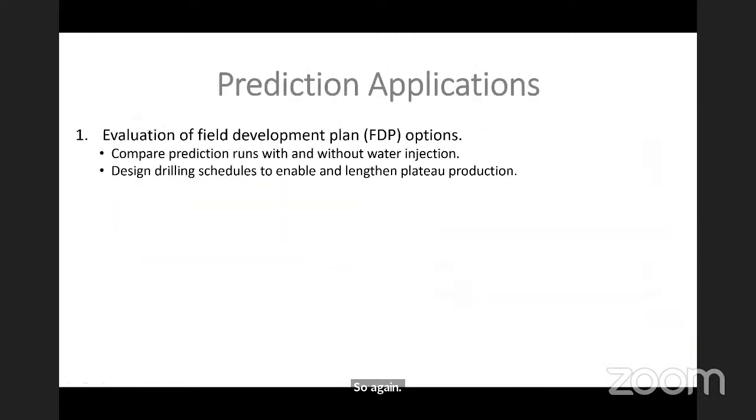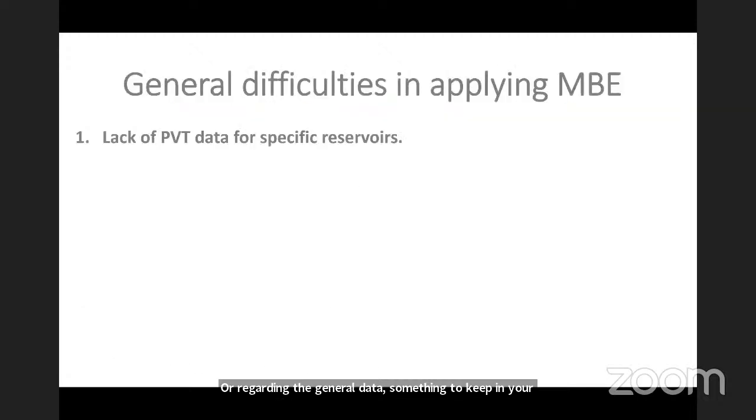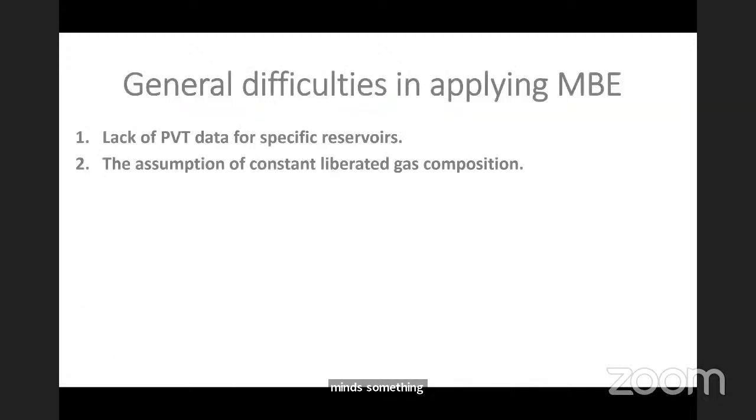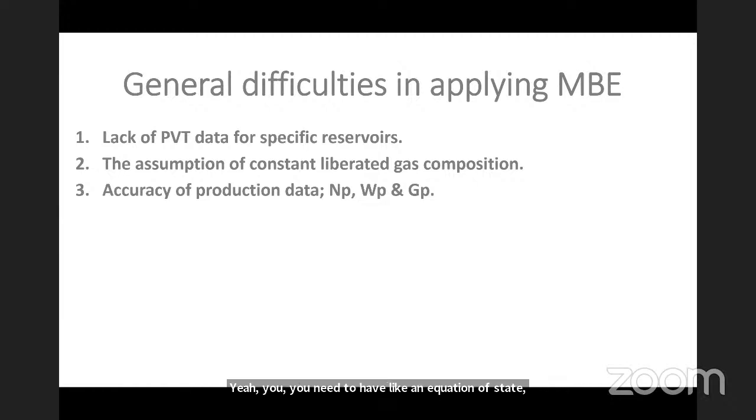Again, regarding the general data, it's something to keep in your minds, not very important, but to know that you may not see the PVT for some specific reservoirs, and at that time you need to have an equation of state. As I told you, MBAL is zero dimensional, so it assumes the averaging of each data. It assumes a constant; for sure the gas is not constant, but it assumes that it's constant.